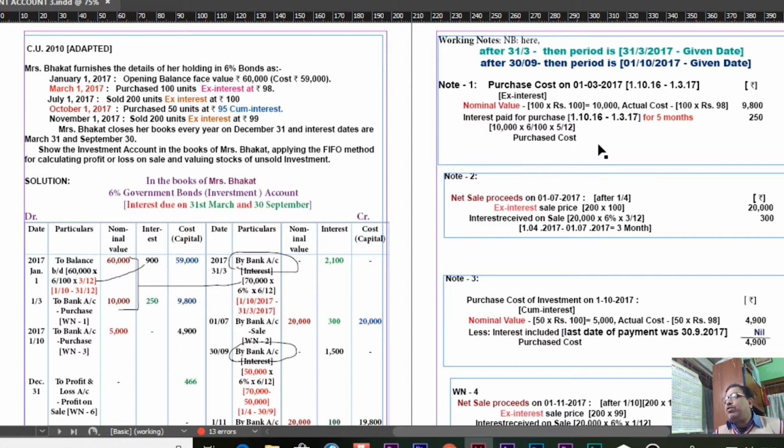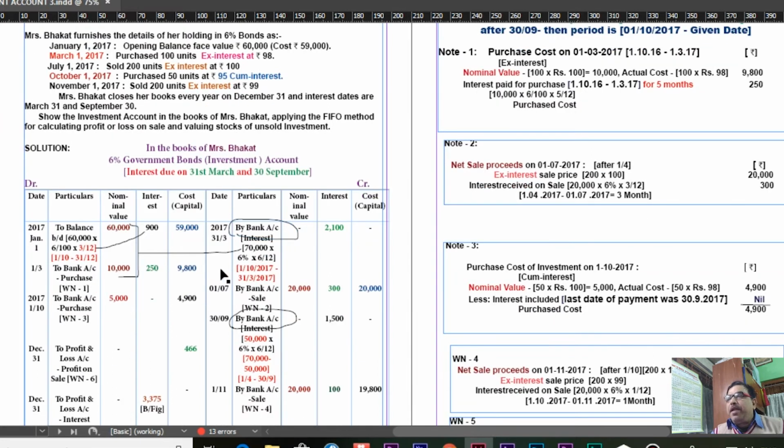Therefore, purchase cost is rupees 9,800. Since it is an ex interest item, the interest is neither added to it nor excluded from it. It remains the same. Therefore, under the capital or cost column, it is 9,800, okay, and interest is 250. The next transaction is July 1, 2017.